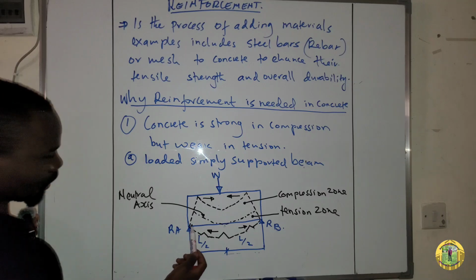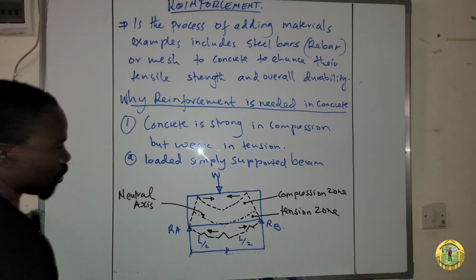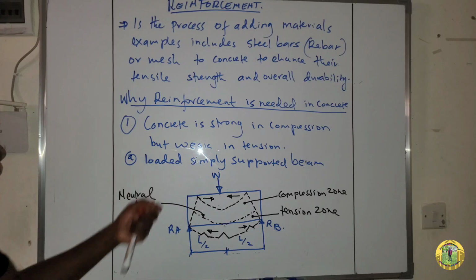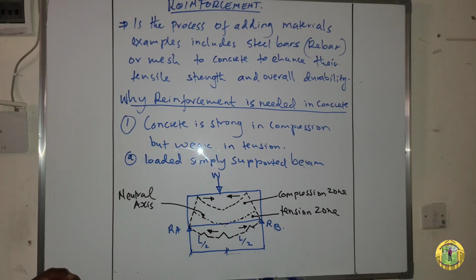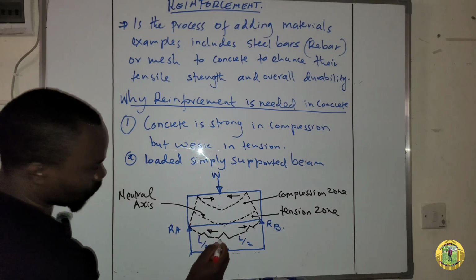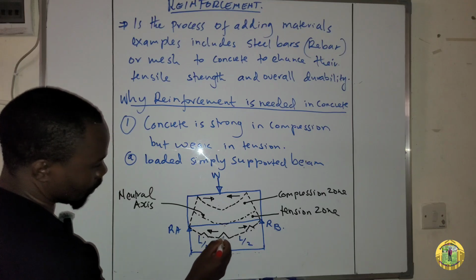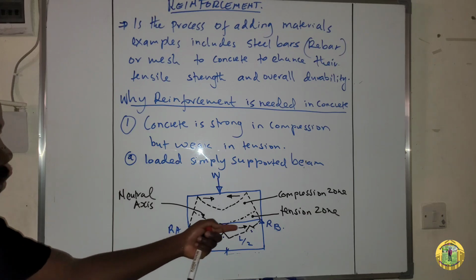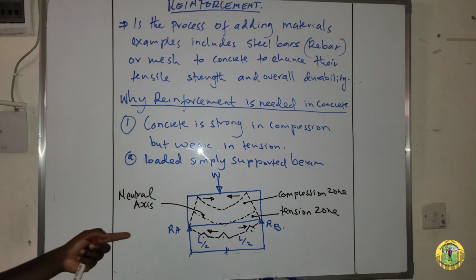The bottom part is what we call the tension zone. The bottom part increases, and the upper part reduces. As the bottom part increases, it develops cracks. These are cracks. As it develops cracks, if you don't reinforce this bottom part, then the beam will fail. It will fail due to excessive bending and due to crack development.